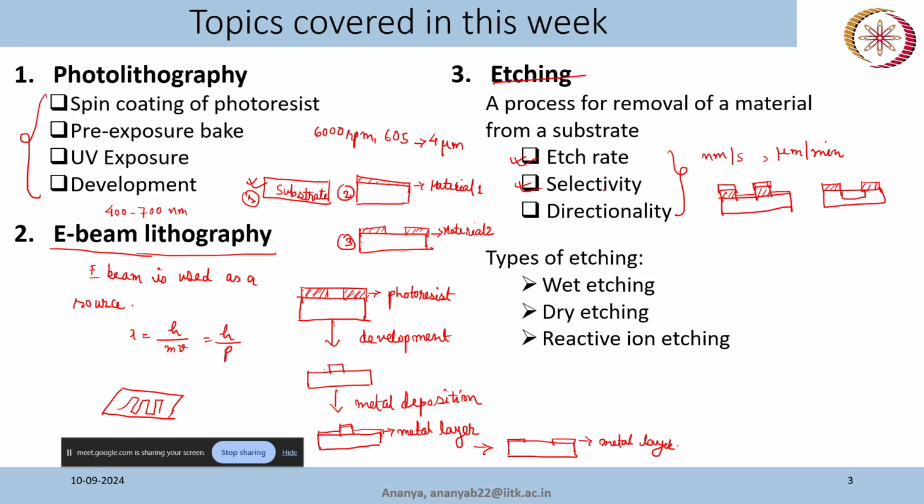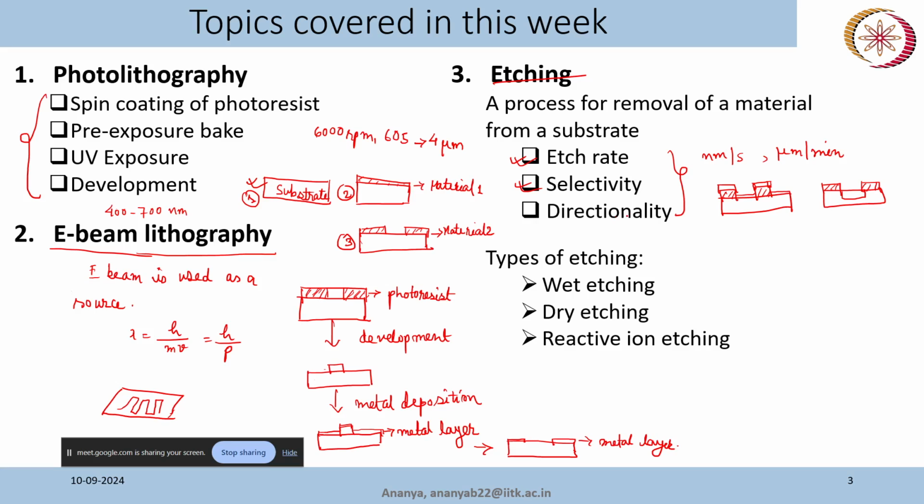Selectivity is generally high in case of wet etching, where it involves chemicals, because chemical reactions happen between particular materials, whereas it is less in case of dry etching processes, because dry etching processes are mainly physical processes.